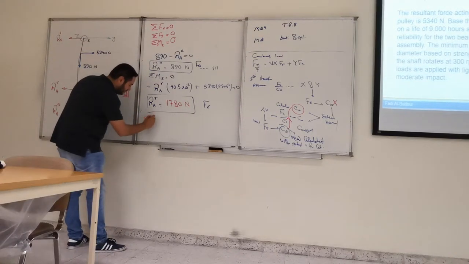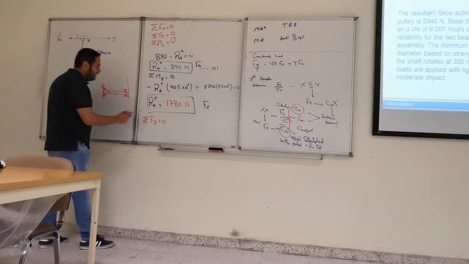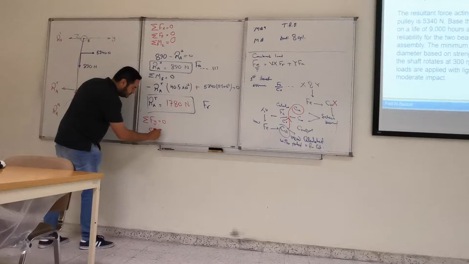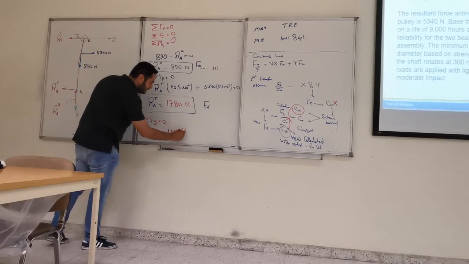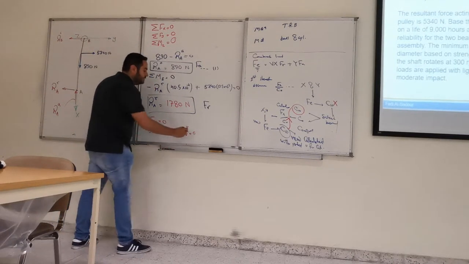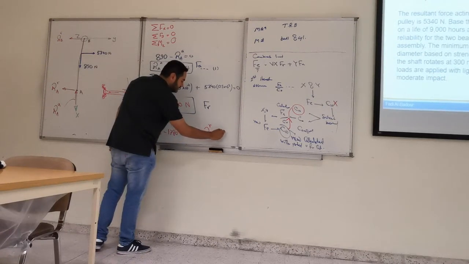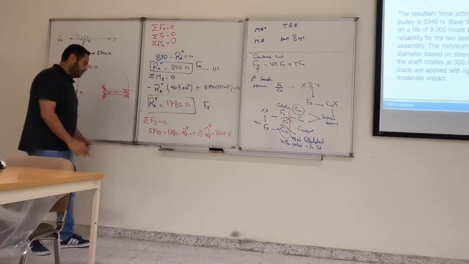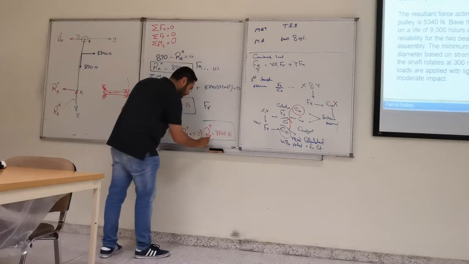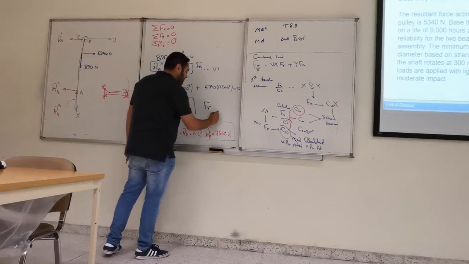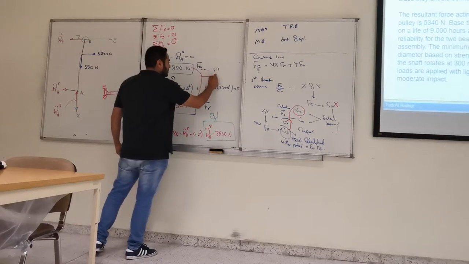For bearing B, we use the second equation: summation of forces in Y should equal zero. So what do we have here? 5,340 positive, RA negative, minus 1,780, minus RB R equal to zero. From here RB R equals 3,560. So now we have all the loads on the bearings. We agree that this will be a cylindrical roller bearing, and those two loads will be carried by a ball bearing.